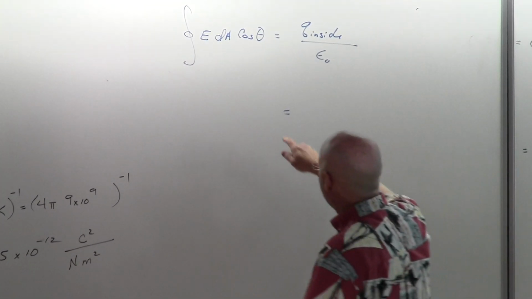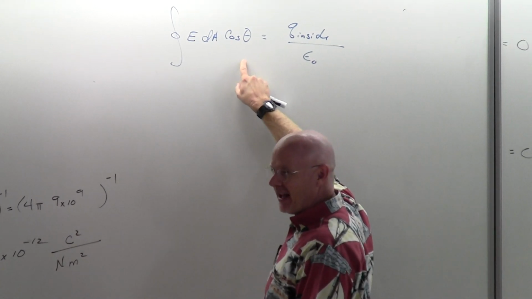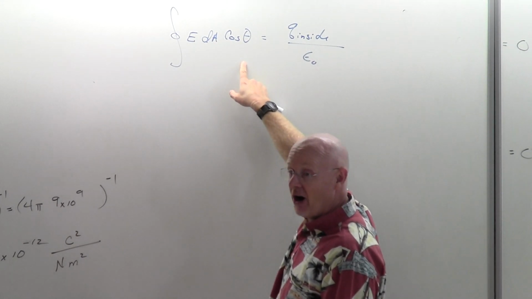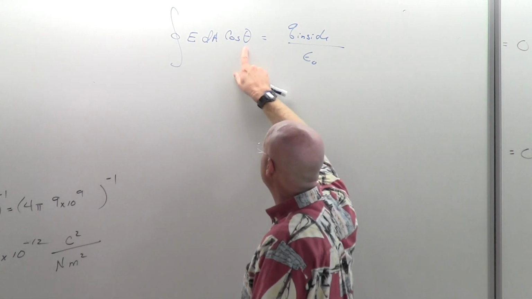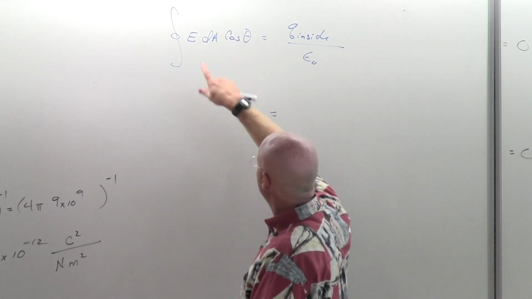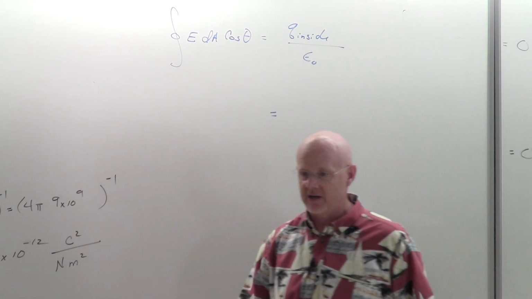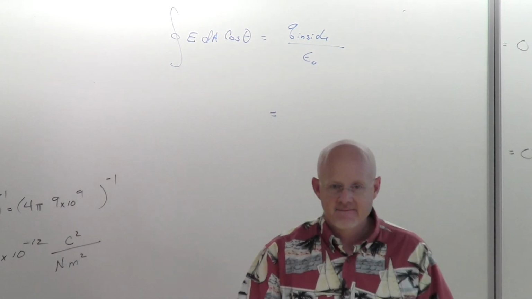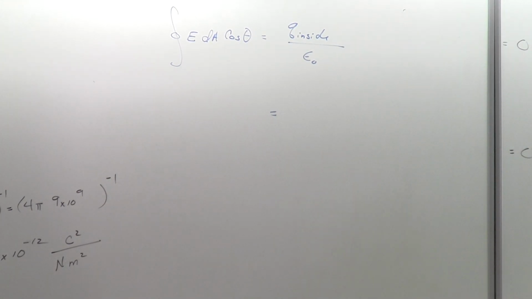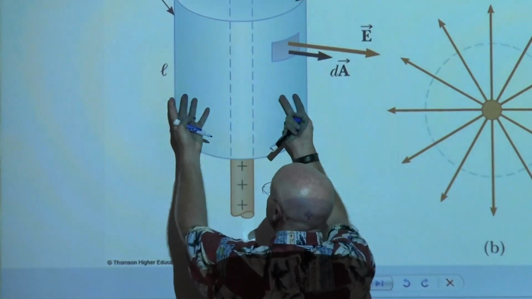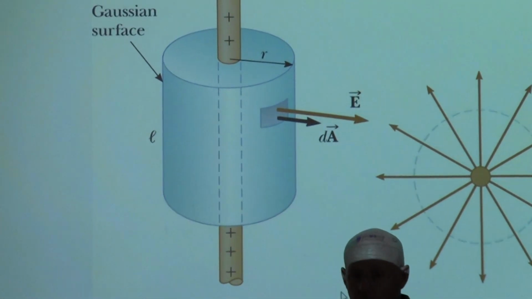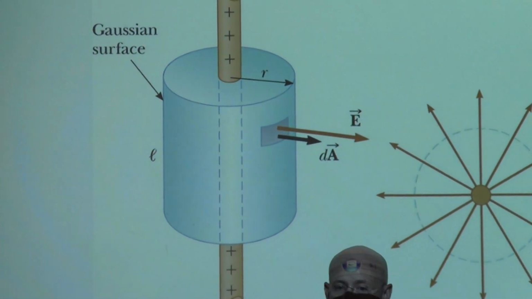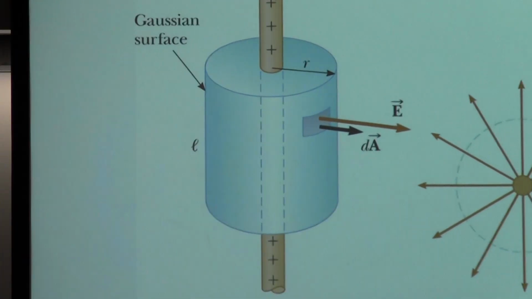All right? And I'll start with this. Like I said, I think we've done the hard part, and the hard part was looking at the picture, looking at the symmetry. What is the angle between the electric field and the area vector? 0. Yeah, and the reason we went through this long discussion is over this rounded part, what I call the face, the angle is 0.